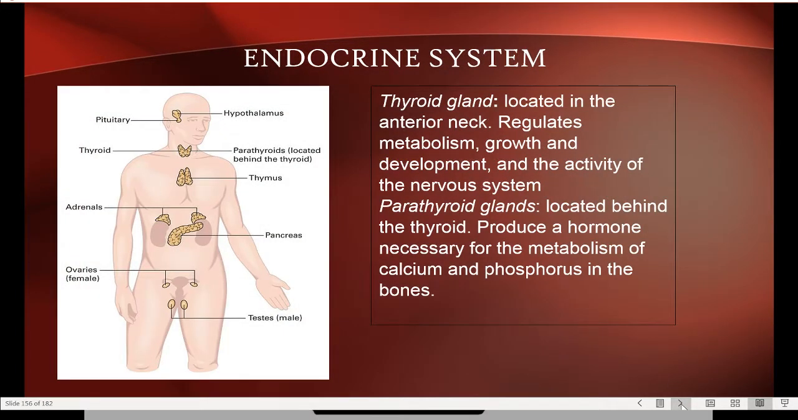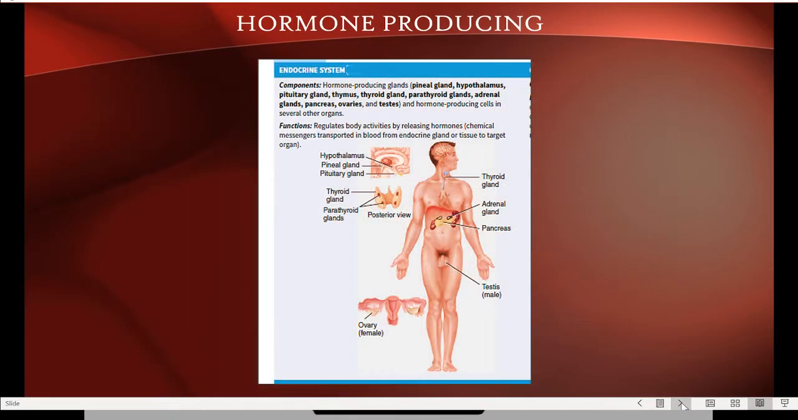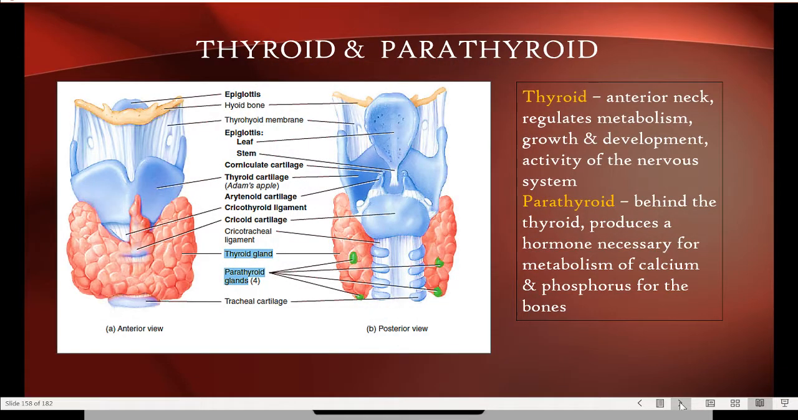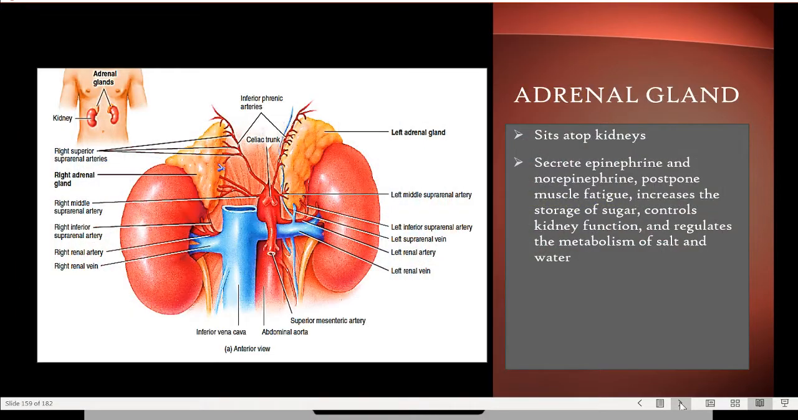The thyroid gland and the parathyroid gland, excuse me, are responsible for maintaining strong and healthy bones, and that's through the metabolism of calcium. We have the adrenal gland that sits on top of the kidneys. This is what secretes your epi and your norepi.